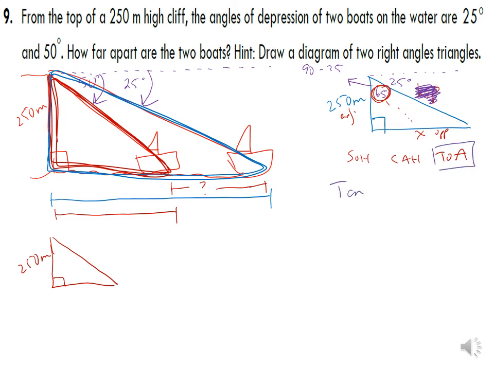Tan of what I circled, 65, goes in order, O over A, X over 250, cross multiply, 250 tan 65 equals X. And we'll go to one decimal place, type it in like you see it. Hopefully you get 536.1 meters. So we know that this blue length is 536.1.